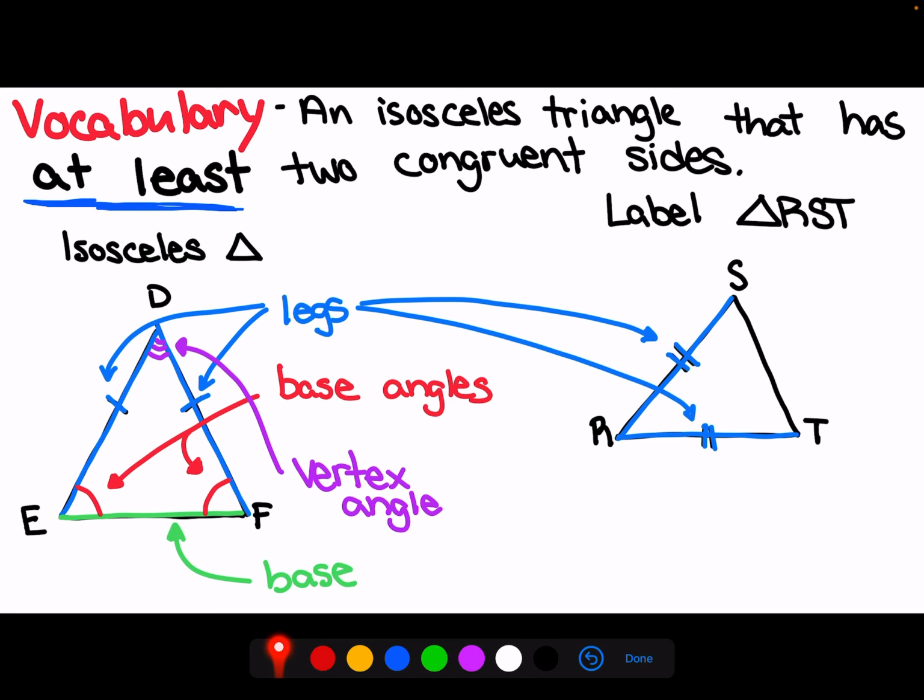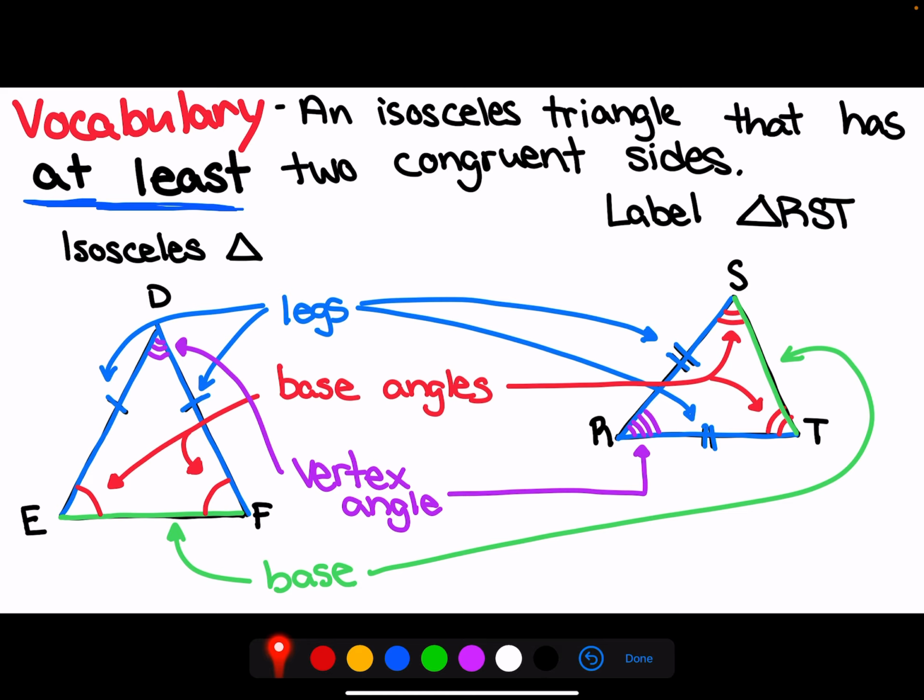Next, our base angles. Our base angles are always opposite the congruent sides. So if these legs are congruent, the angle opposite this side would be angle T. So angle T and angle S are our base angles. Meanwhile, the only other angle that's left is our vertex angle, angle R, and that leaves our base as ST. That makes sense because both of our base angles are found along our base. So now we have triangle RST all labeled up.